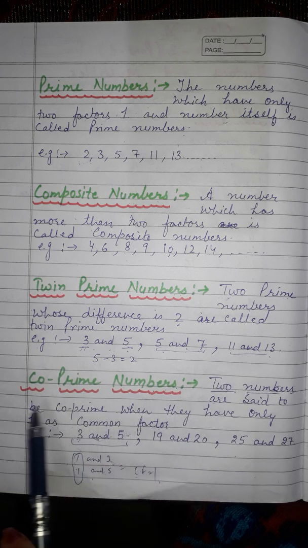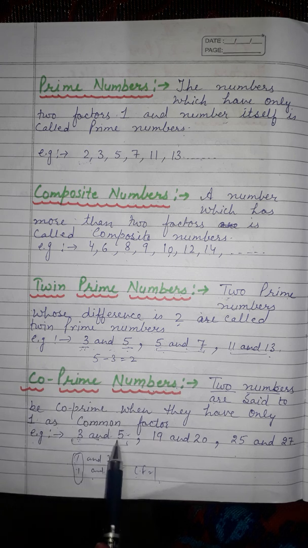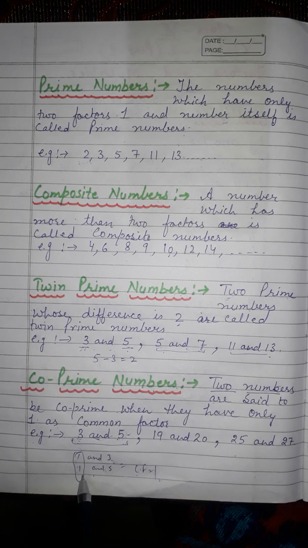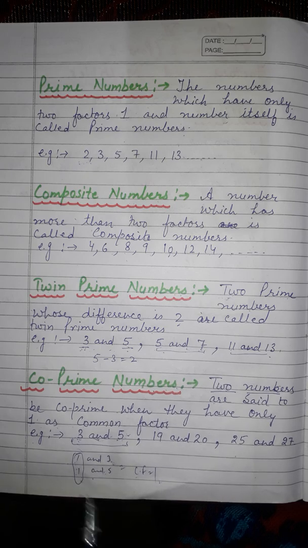In the set of co-prime numbers, the two numbers may be prime, the two numbers may be composite, or one may be prime and one may be composite. But the condition is that their common factor, their HCF, is equal to 1.